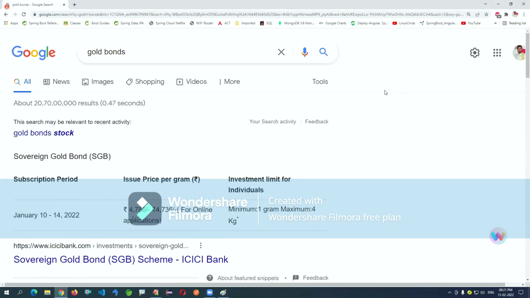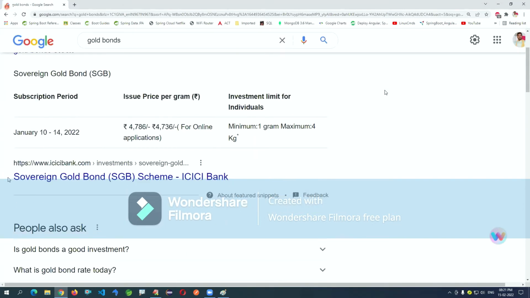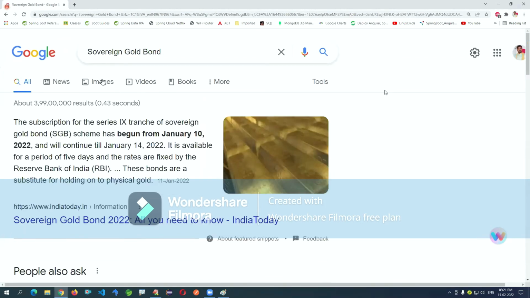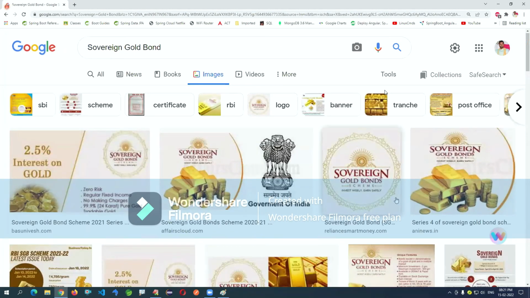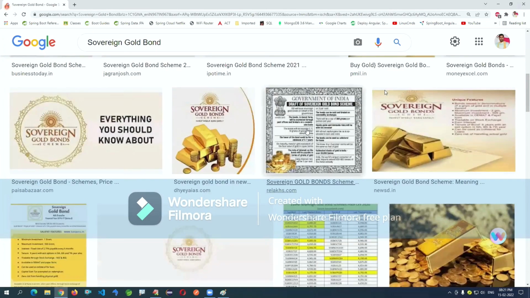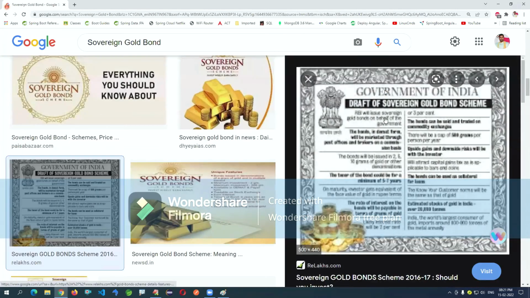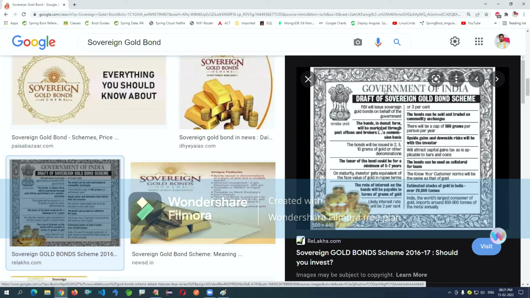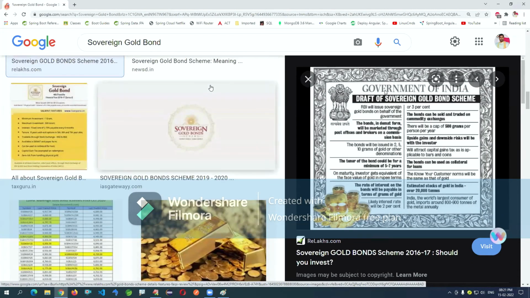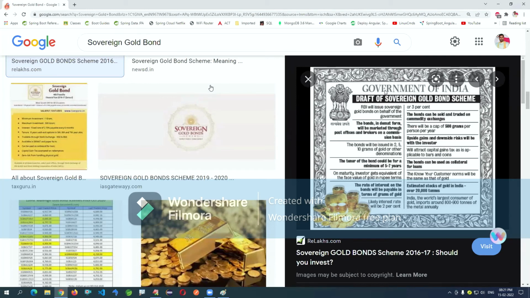You'll be having gold bonds. You can purchase, this is the current issue here. Minimum 1 gram, maximum 4 kgs, you can purchase a bond. That's called sovereign gold bonds, SGBs. The bond will be issued by the government of India. Of course, banks also can issue sovereign gold bond schemes. You need not purchase the gold. They'll give a paper. That paper is equal to gold.